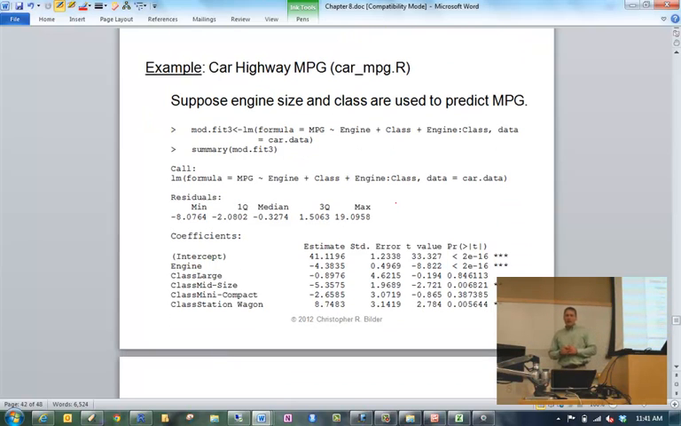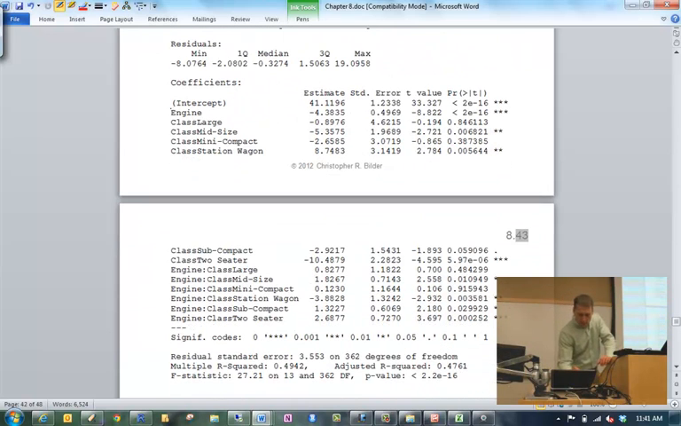So a car highway miles per gallon again. I'm simply going to look at engine, which was quantitative, which was the size of the engine, number of liters, and the class of the car once again. And so I'm going to estimate a model that has engine in it, class. To do the interaction, all I need to say is engine, class. It automatically does all the multiplication for you. So here's the output.